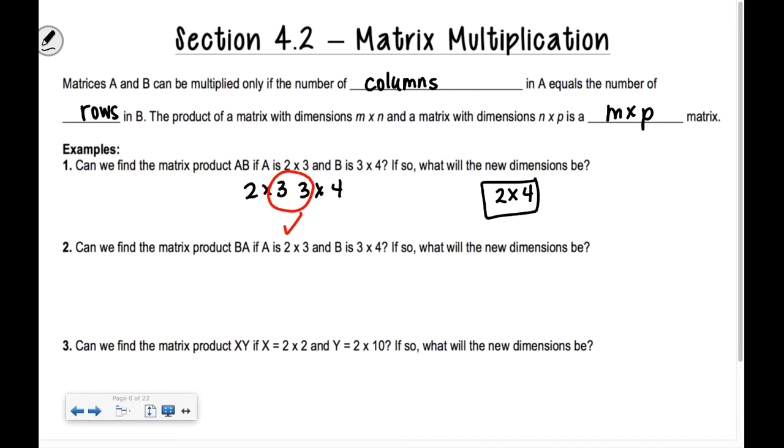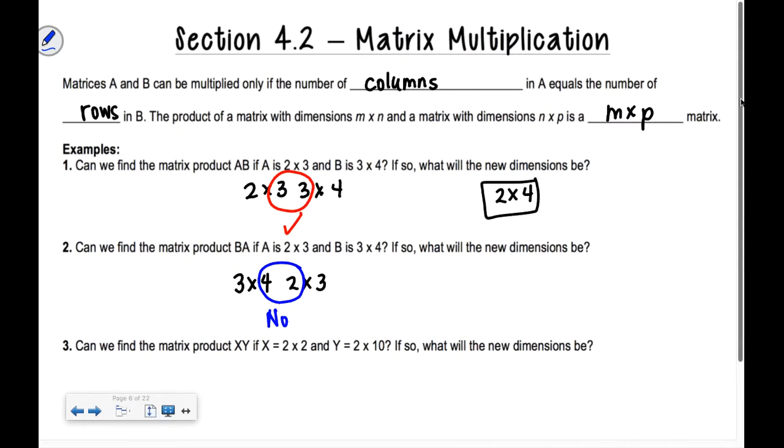All right, so can we find the matrix product B times A? B is 3 by 4. If there are any two numbers that are the same, do you sort of cancel them? It has to be the inside numbers. So if I have B times A like this, 4 and 2 are not the same number. I know that the 3's are the same, but the order matters. If I do B times A, it's 3 by 4 by 2 by 3. So no, we are not able to multiply those.